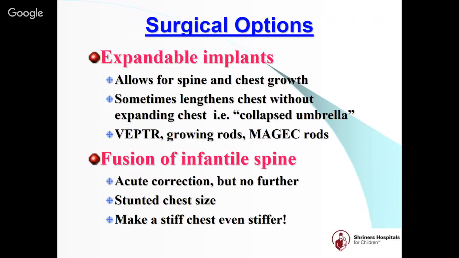And that's going to be, again, you're going to squish the lungs a lot, and they're not going to be able to get enough oxygen into their blood to be able to be active and healthy. So what you want to do is try to keep up with the growth of the spine, keep extending the chest as they're growing. So there's a few different ways that we do that.